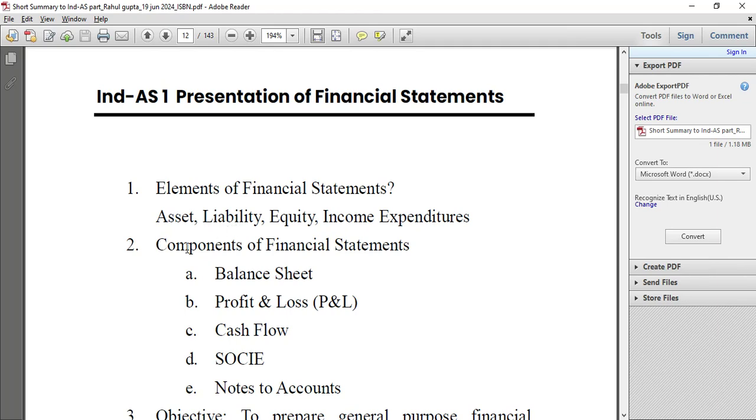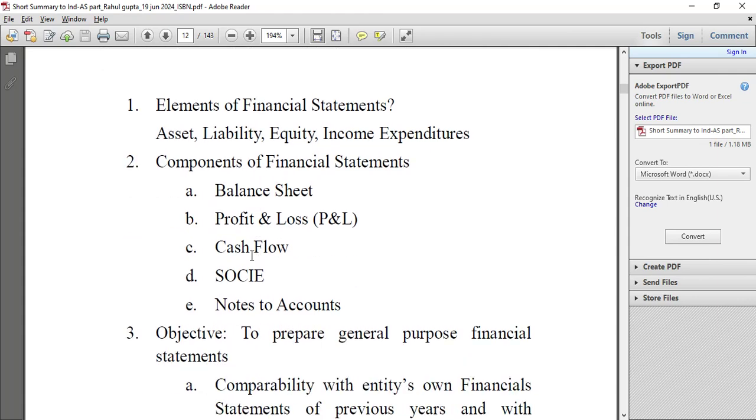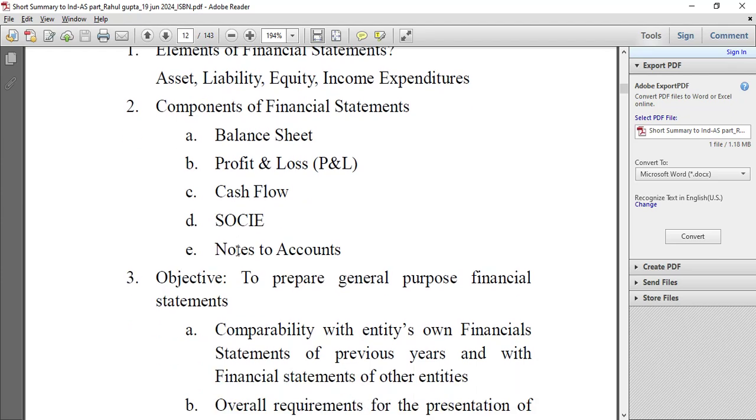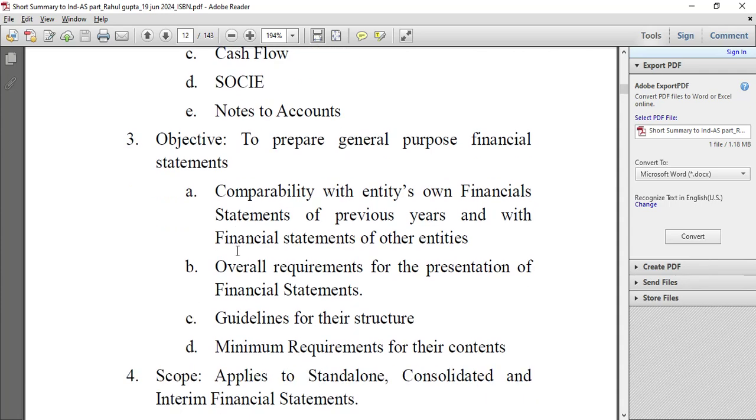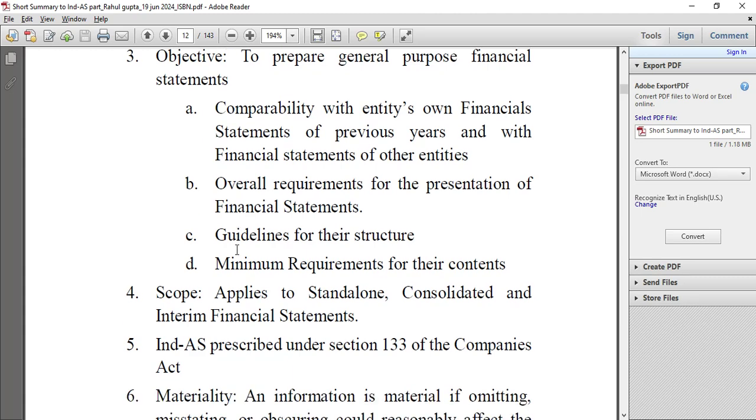The second point is components of financial statements. So components of financial statements are balance sheet, P&L, cash flow, SOCI, and notes to accounts. To prepare general purpose financial statements, comparability with entities' own financial statements of previous years and with financial statements of other entities, overall requirements for presentation of financial statements, guidelines for their structure, minimum requirements for their contents.